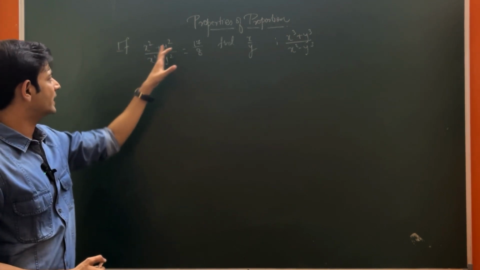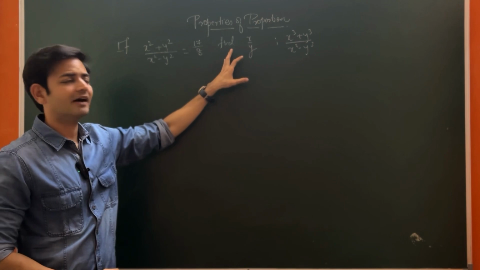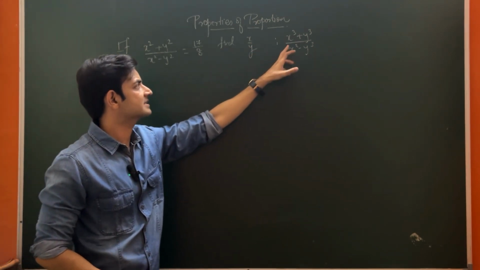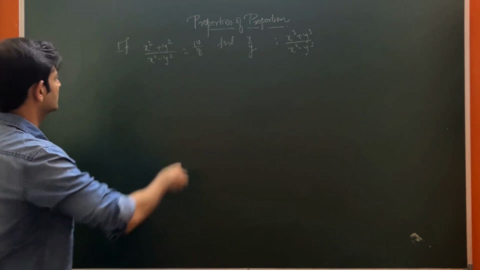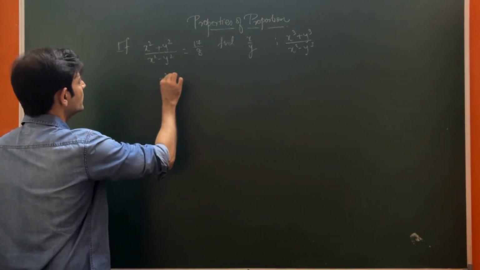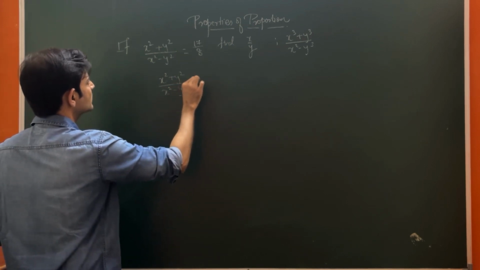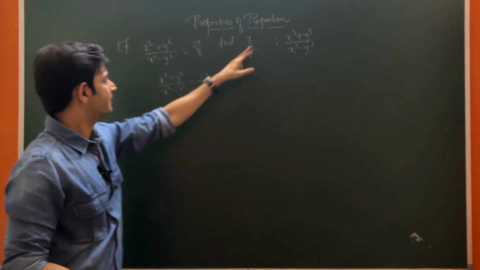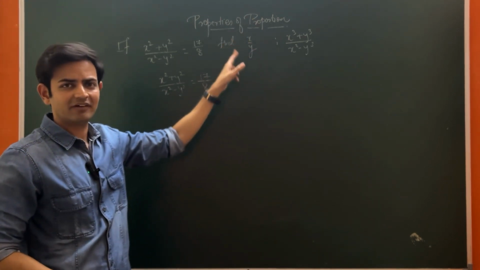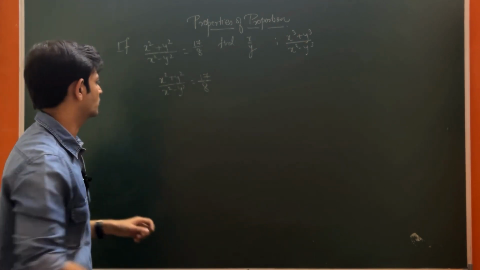If (x²+y²)/(x²-y²) = 17/8, find the value of x/y and (x³+y³)/(x³-y³). So let's take it one by one. So it is (x²+y²)/(x²-y²) = 17/8. We are supposed to find the value of x/y. So first we'll apply componendo and dividendo.